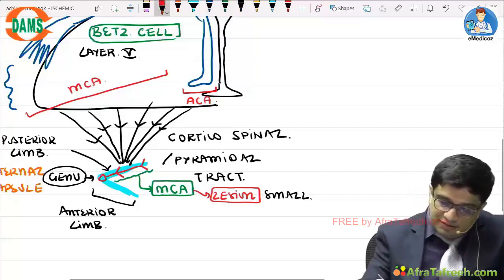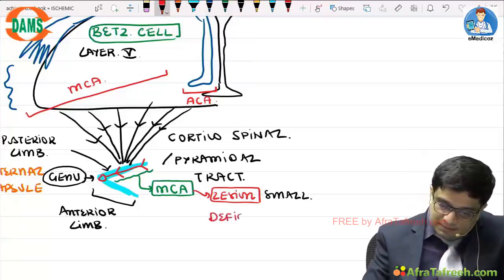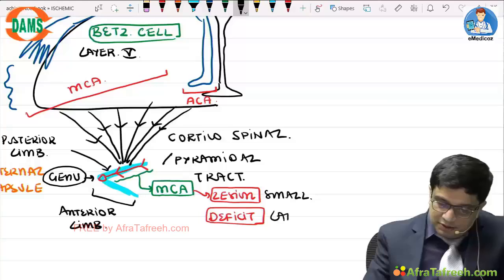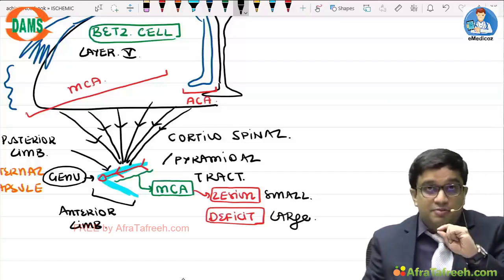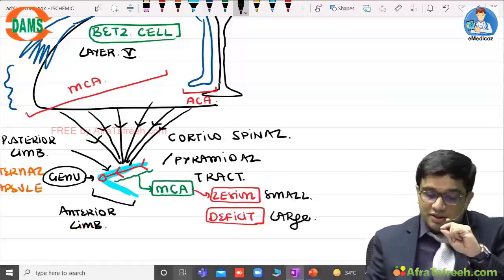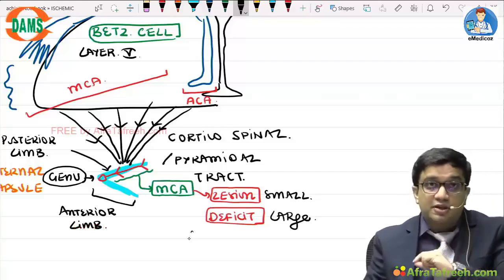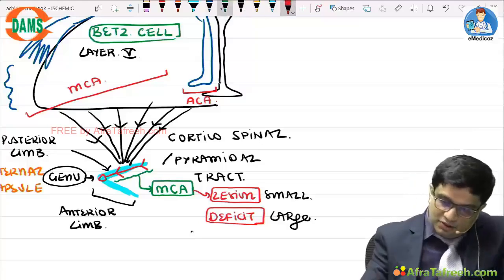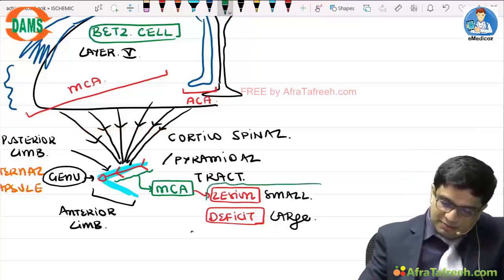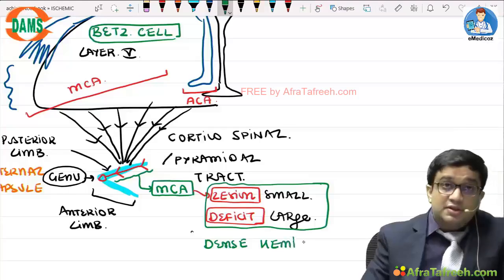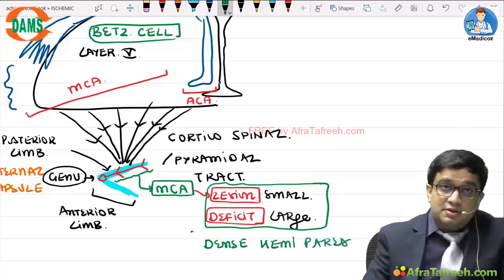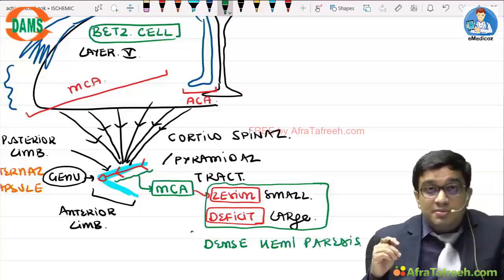So when I look at the deficit, it's going to be a large deficit. So a small lesion with a large deficit happens with involvement of the MCA at the level of internal capsule, especially in the posterior limb. Okay, this whole thing has been given a name: the dense hemiparesis. So find this out as a name, hemiparesis.